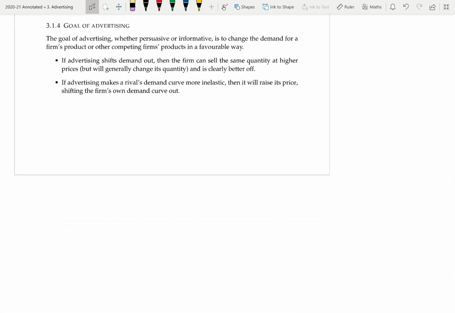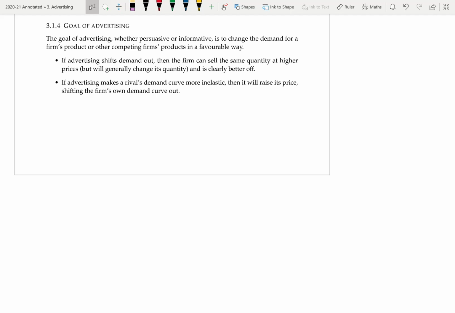What is the goal of advertising? Well, the goal should be fairly obvious. The goal is for the firm to increase their profits. So the idea is to use advertising to change the demand for the product in a way that is favorable for the firm. If advertising shifts demand out, then a firm can sell the same quantity at a higher price. Advertising might make demand curves more inelastic. So if advertising makes the demand curve of a rival firm more inelastic, then that firm is likely to raise its price, and that will shift this firm's demand curve out, and it will be better off. It will be able to make a higher profit.